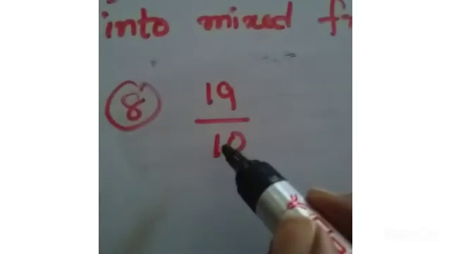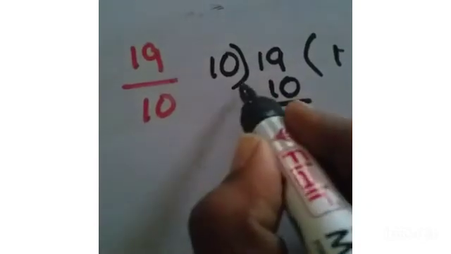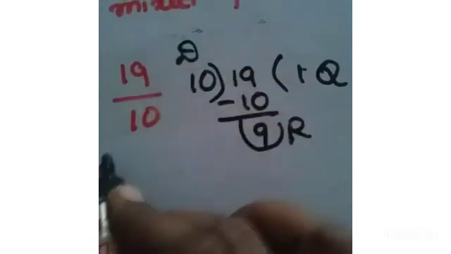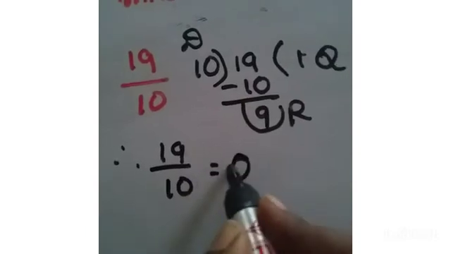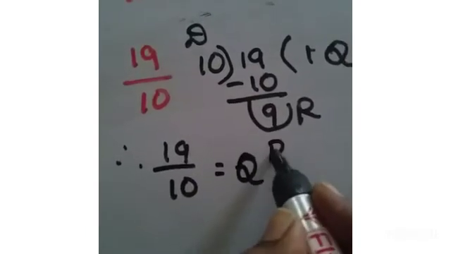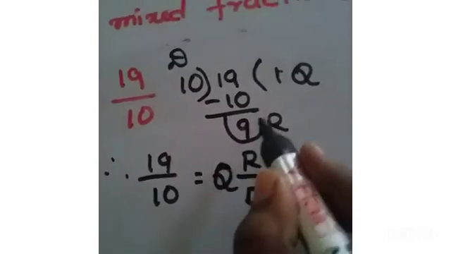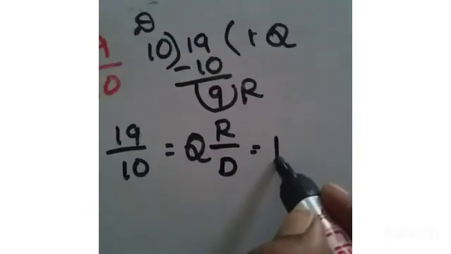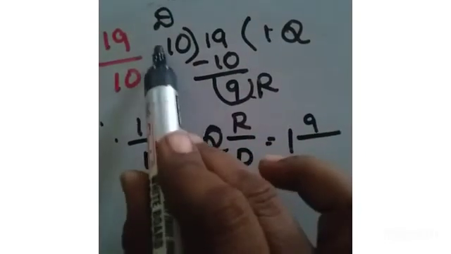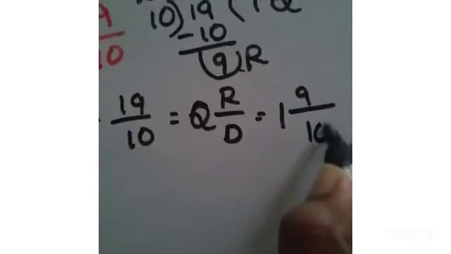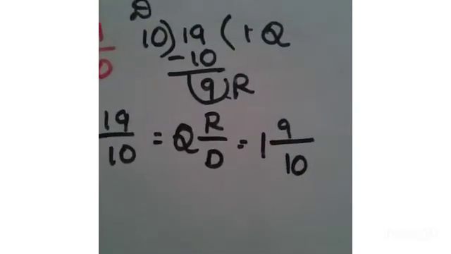Eighth one, 19 by 10. 10 ones are 10. So subtract, we get remainder 9. Remainder, quotient, divisor. So now the improper fraction we have to write as a mixed fraction. Q R by D. Q is the mixed number 1. Next, R should be written in the place of numerator, 9. Divisor should be written in the place of denominator. Okay.